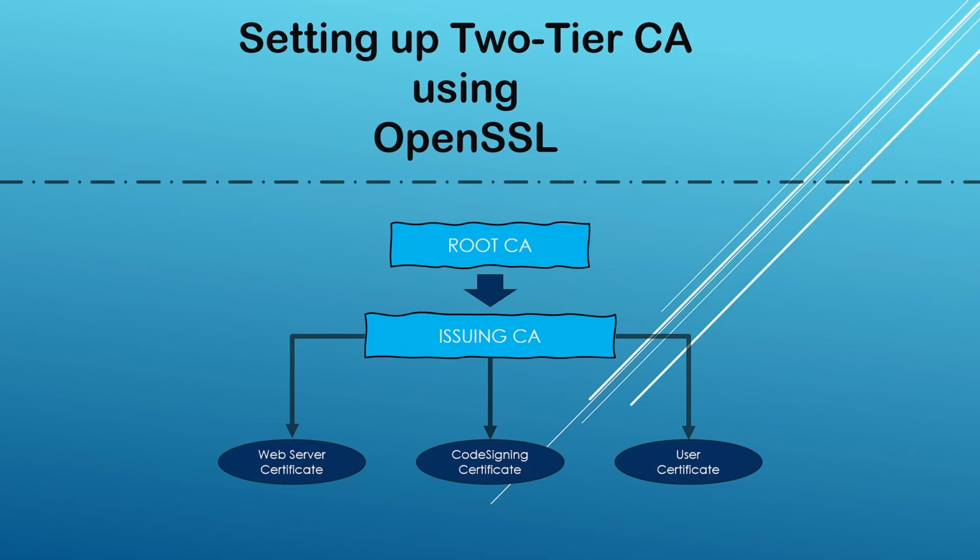This is going to be my 9th video on OpenSSL, and in this video I will show you how to set up your own 2-tier PKI, which includes a root CA at the top and an issuing CA. The issuer will have the capability to issue a WebServer certificate, a Codesigning certificate, and a user certificate. So without further delay, let's dive into it.